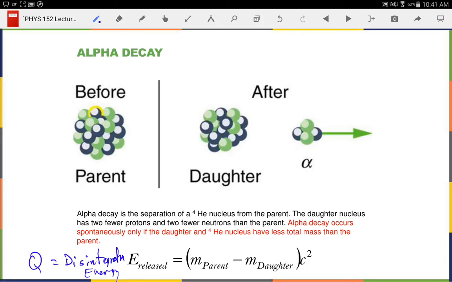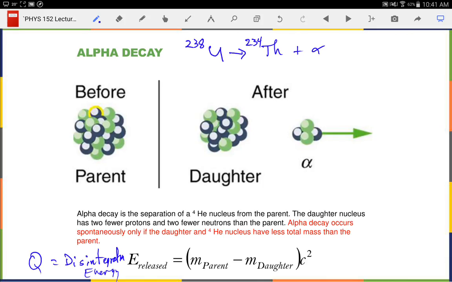So let's take as an example, let's say that I have uranium-238 decays to give me thorium-234 plus an alpha particle. Now, one of the first things I have to do is I do have to account for electrons, because the difference in mass is not going to be huge. So how many electrons does uranium-238 have?